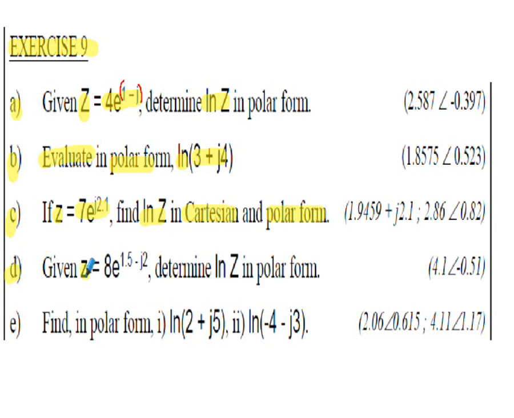Part D, we're given z is equal to 8 multiplied by e to the 1.5 minus j2. And again, if it helps you, you can think of the power being in terms of brackets. We've got to determine the ln z in polar form. And finally, part E, we've got to find in polar form, part 1, ln 2 plus j5, and part 2, ln of negative 4 minus j3. The answers are shown in the brackets on the right hand side. I would encourage you to start the presentation now and attempt exercise 9 before reviewing the solutions on the following slides.